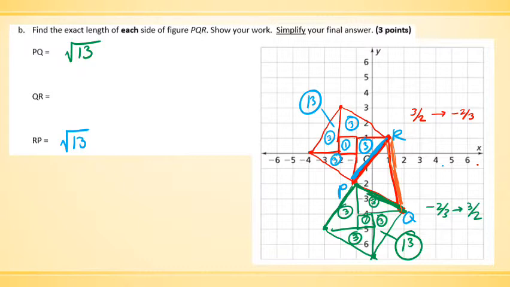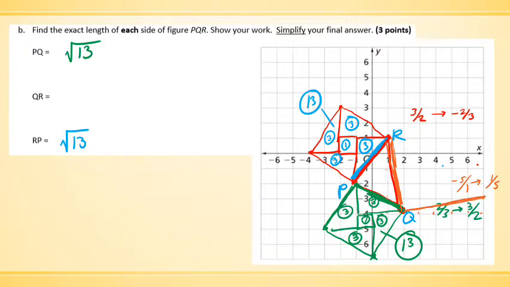Looking at the slope, I see that it goes down 1, 2, 3, 4, 5. So it's going down 5 and over 1. So it's a slope of -5. So again, the opposite reciprocal of that will be positive 1/5. So I'm going to go over 5, 1, 2, 3, 4, 5, up 1.